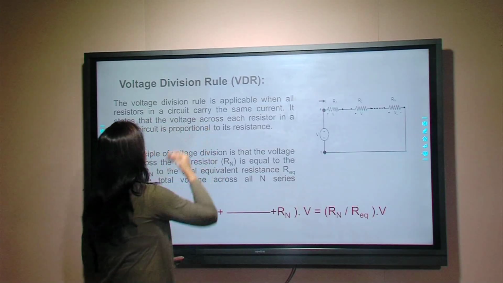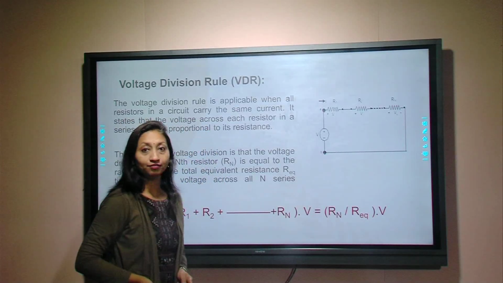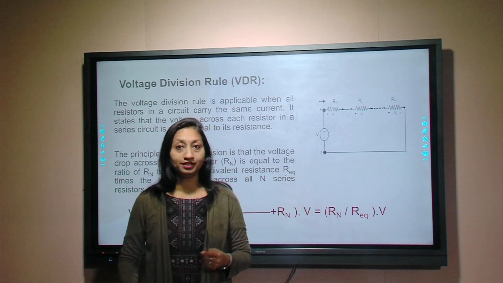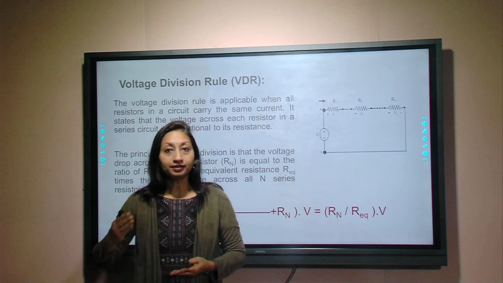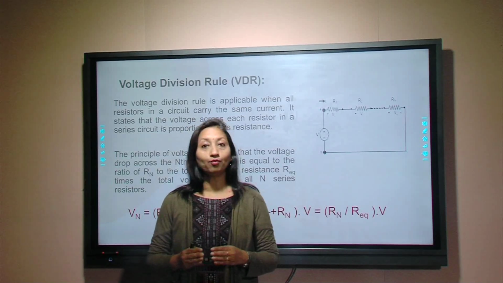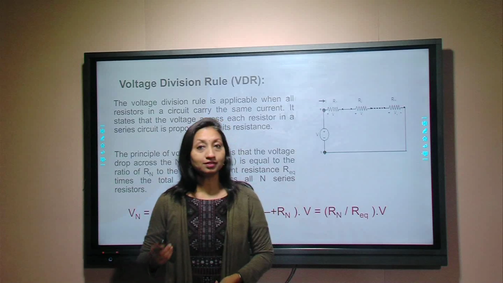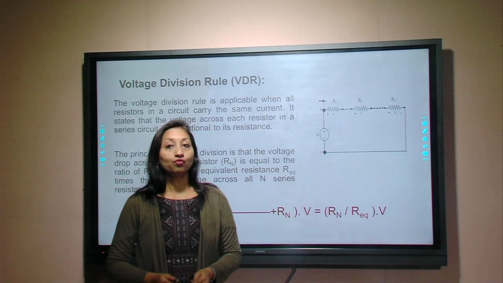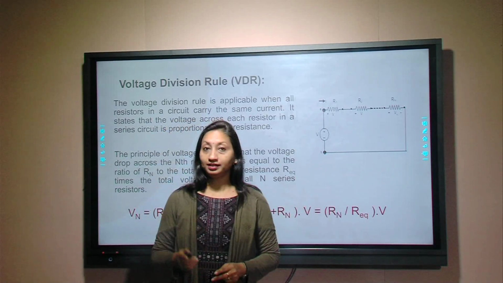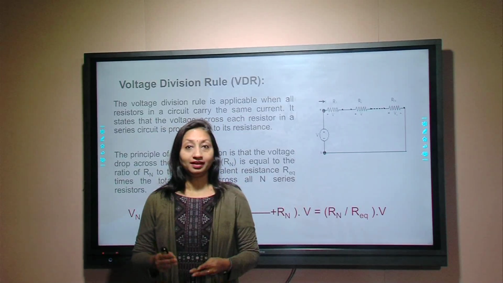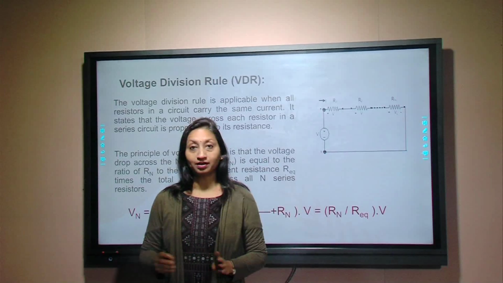First, let us see the voltage division rule. So what is the voltage division rule? It refers to the partition of a voltage among the components of an electrical circuit. The voltage division rule is applicable when all the resistors in a circuit carry the same current. That means they are connected in series combination.